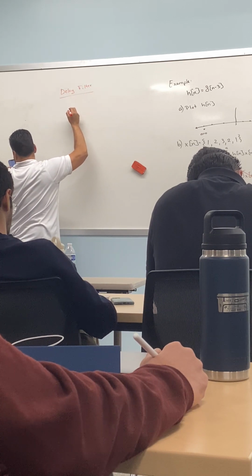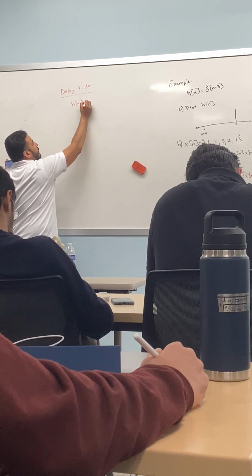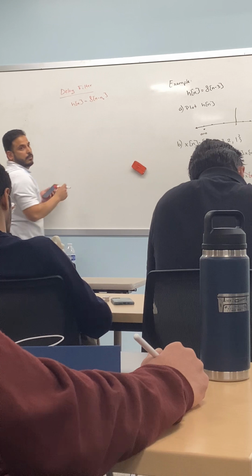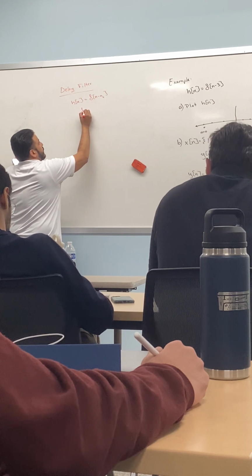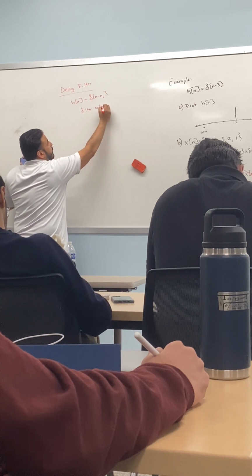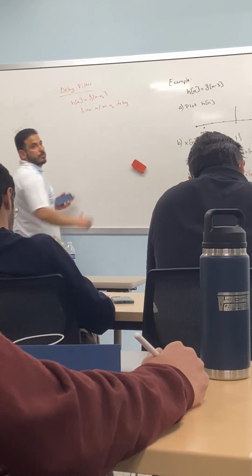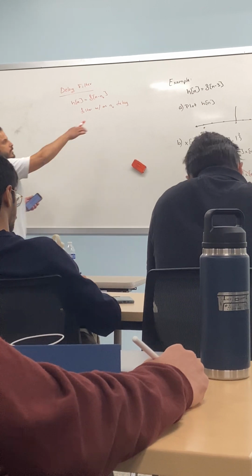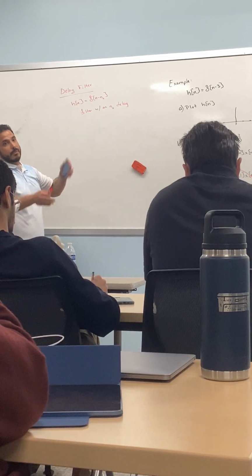Right, so when h of n equals delta of n minus n naught, where n naught is an integer, it's a filter with an n naught delay. Okay, that's a property. And so for this example, what's our n naught? For that one? 3, right?